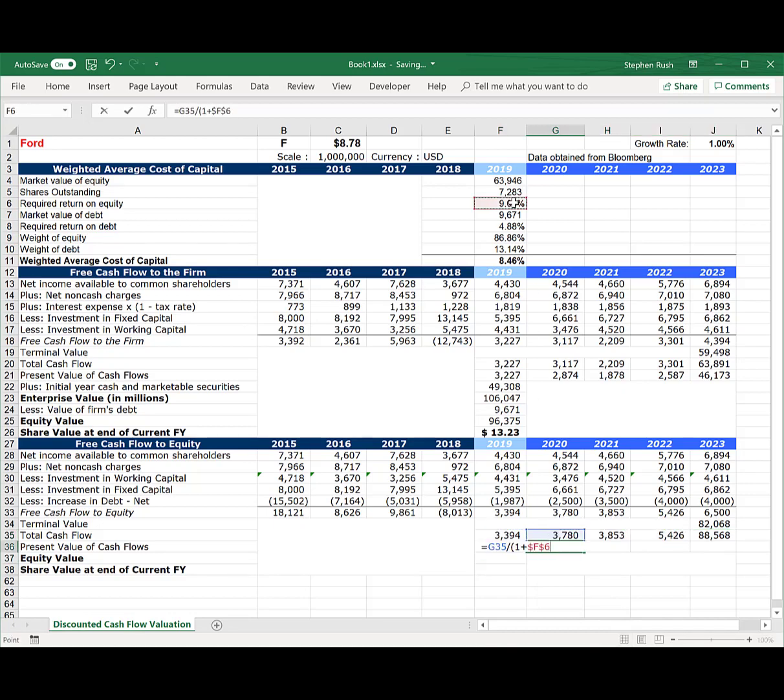Now that we are using the required return on equity rather than the weighted average cost of capital in the denominator, find the present value of all the cash flows. The sum of the present values is the value of equity. The value of each share is the total value of equity divided by shares outstanding.